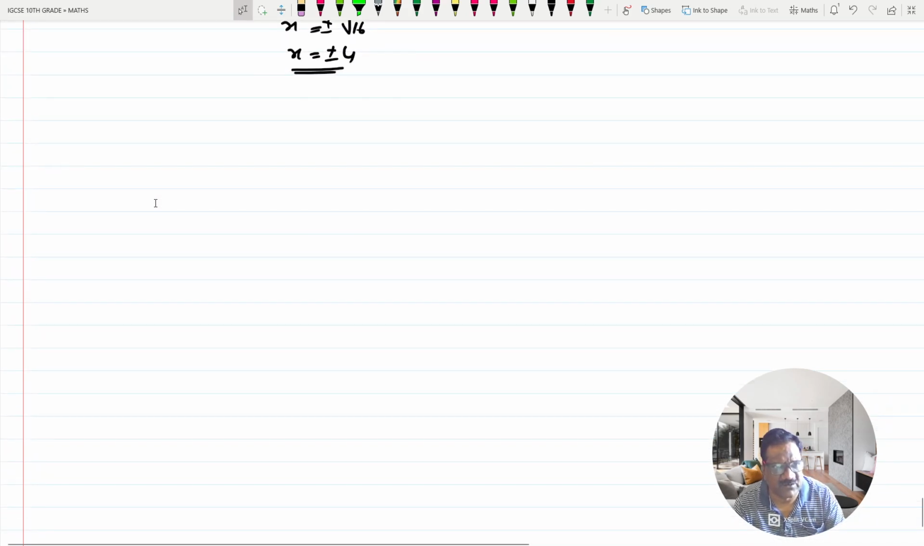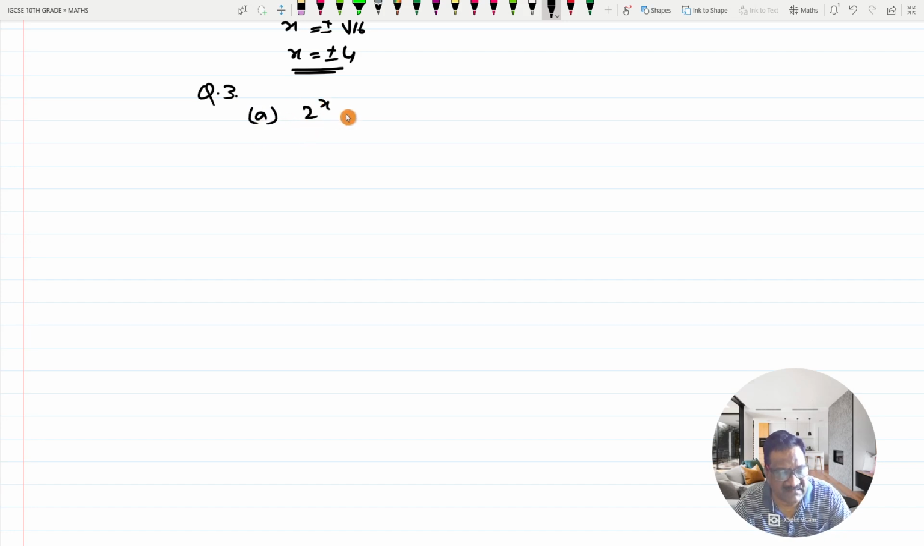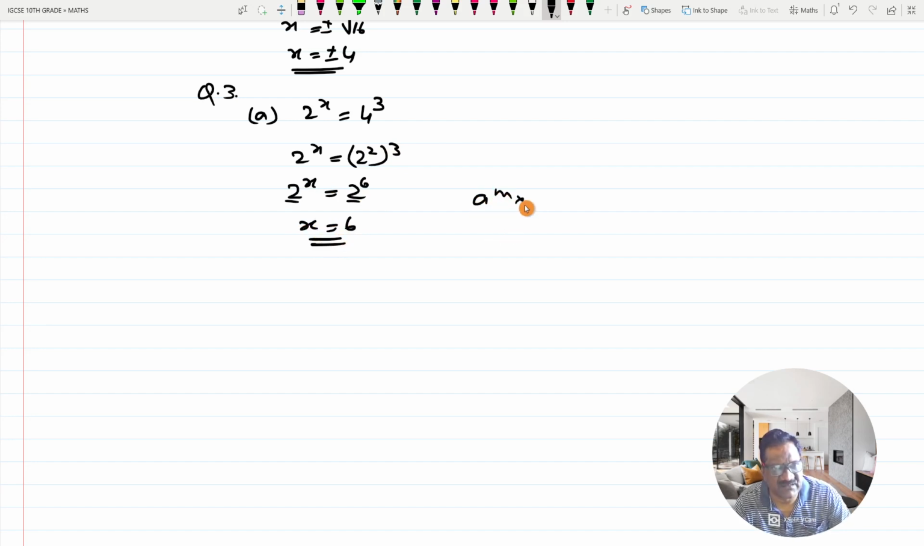So question 3 is, again, you have to solve each of the following, and subquestion A says that 2 raised to x is equal to 4 raised to 3. So 2 raised to x will be equal to, this 4 I can write as 2 square, and raised to 3. This happens to be 2 raised to x equal to 2 raised to 6. Now because the bases are the same, I can equate the powers and write x is equal to 6, which is the answer. So a raised to m is equal to a raised to n implies m is equal to n. This reason you have to always keep on writing.